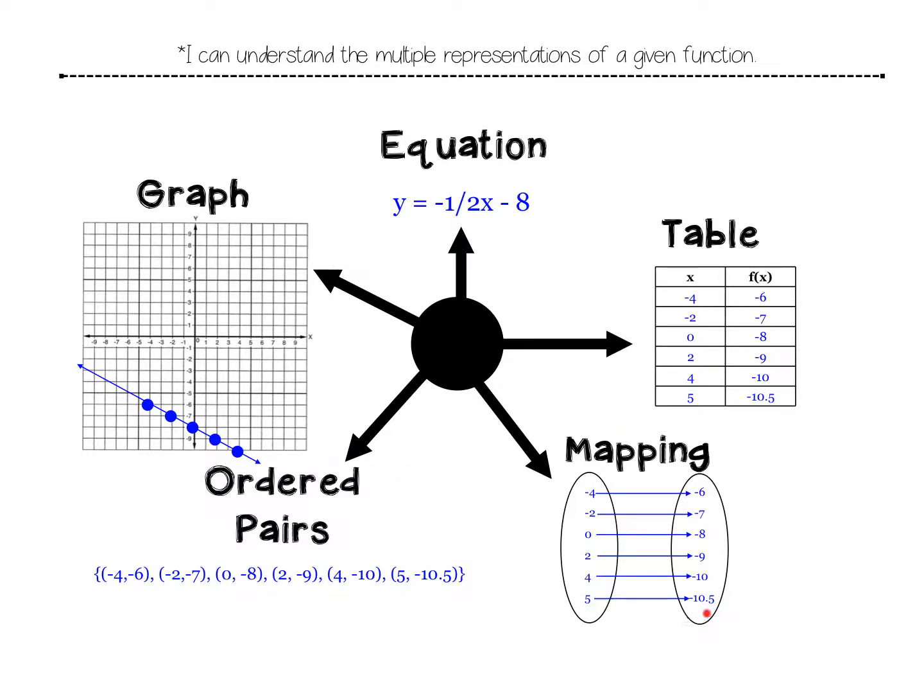We might see mapping, which is simply taking a table and matching up the x and the y values in this mapping format. It's the exact same as a table. We might see it written as a set of ordered pairs. So the parentheses or the brackets tell me that this is a set of ordered pairs that's representing this function. So it's just taking a table and putting it in ordered pairs. And lastly, we might see a graph, which is a graph of this line right here, simply taking these ordered pairs and putting them on the graph. So these are all interconnected.